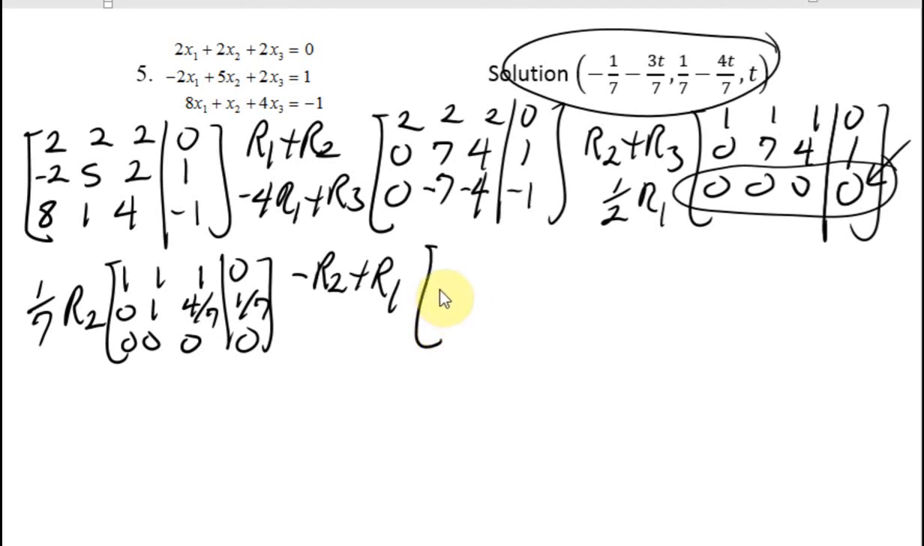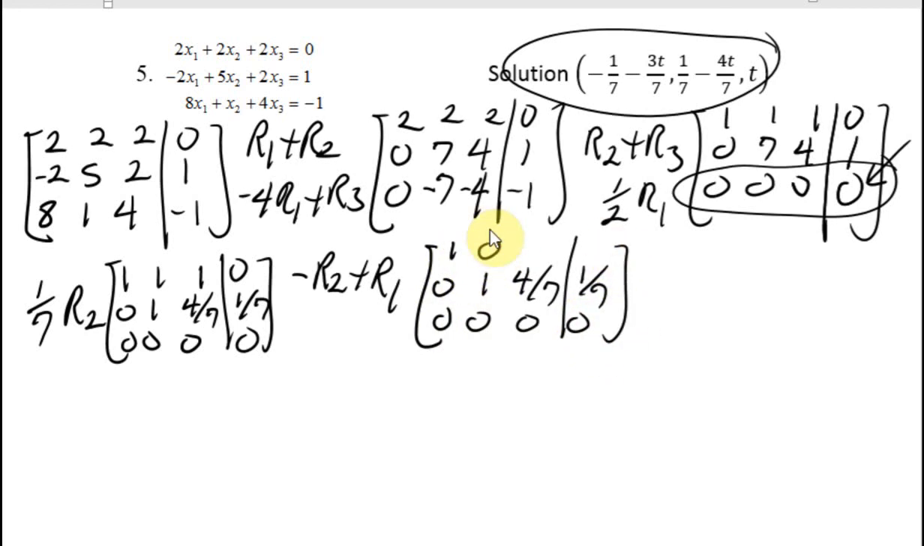So I'm going to rewrite rows 2 and 3. So 0 there. So this is negative 4 over 7 plus 1. So that's negative 4 over 7 plus 7 over 7. So we get 3 over 7. And then negative times 1 over 7 is negative 1/7 plus 0 is negative 1/7.